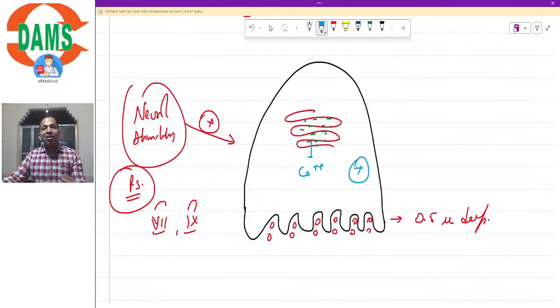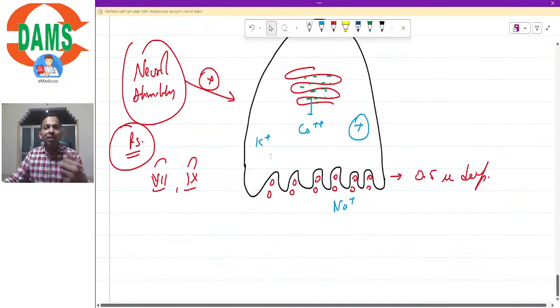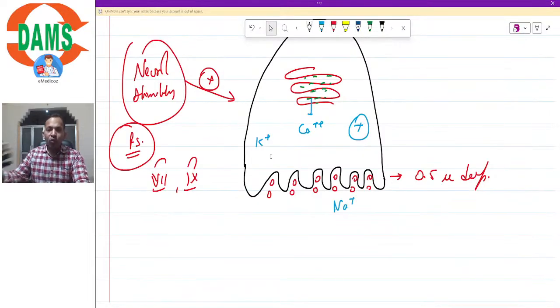And unless this charge is balanced, this cell will die, right? It will die. So this charge needs to be balanced, and we know that intracellular space is rich in potassium and extracellular space is rich in sodium, isn't it? So what does the cell do next? It has to balance the positive charge which has increased in the cytoplasm. So what it does is it opens the sodium potassium exchanger, right?